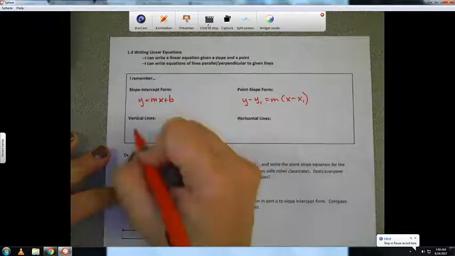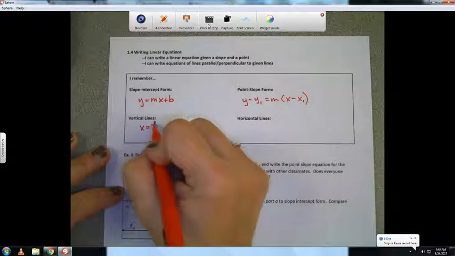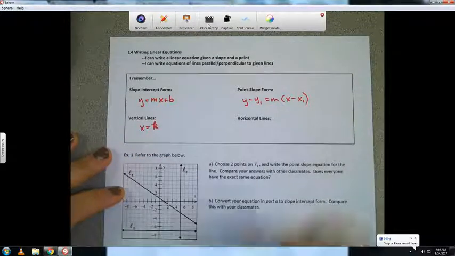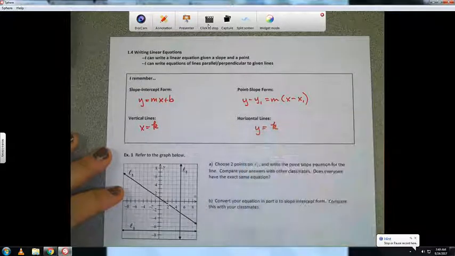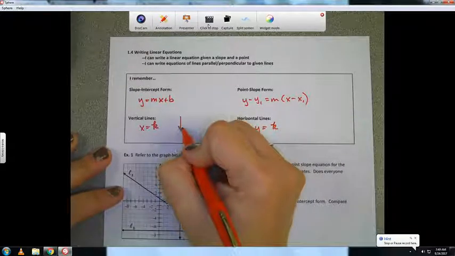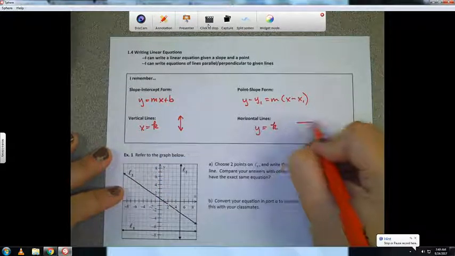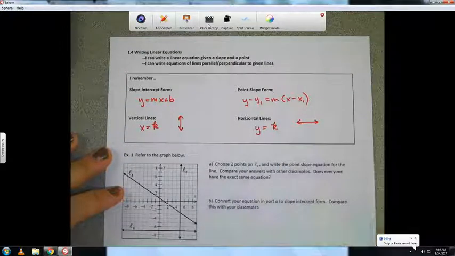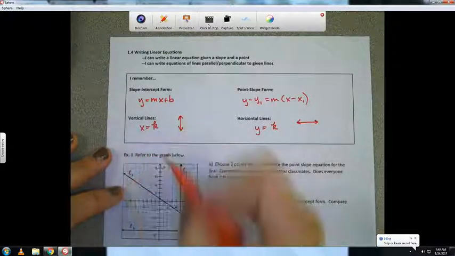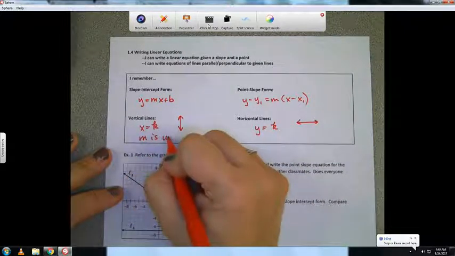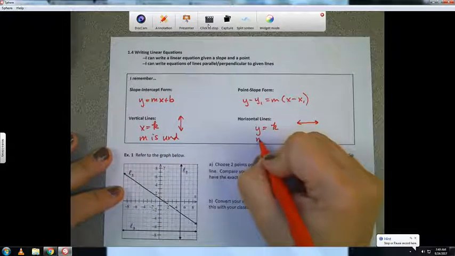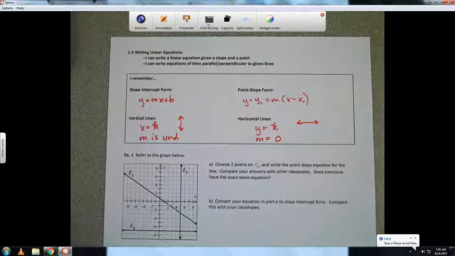Vertical lines are always of the form x equals some kind of constant, and horizontal lines are of the form y equals some kind of constant. So vertical lines, remember, are those guys. Horizontals are those. Other tidbits about vertical and horizontal: the slope is undefined for verticals. Slope is 0 for horizontals.